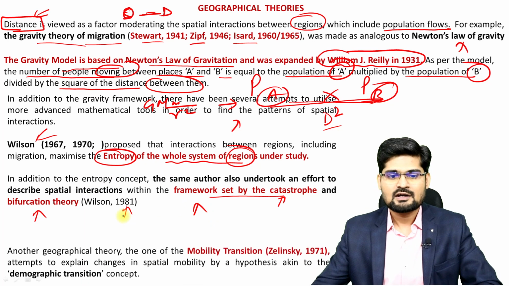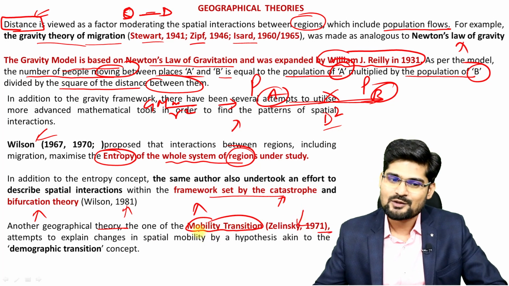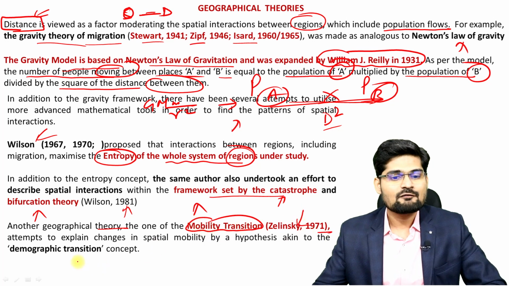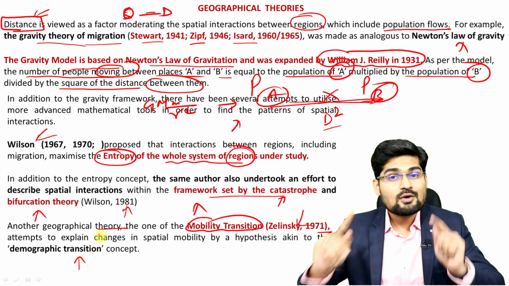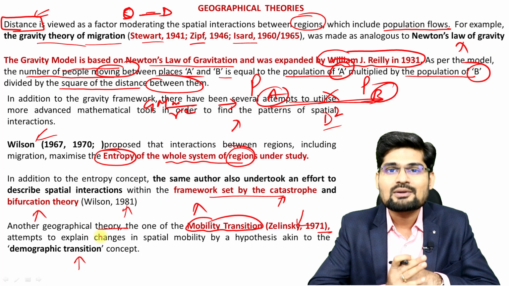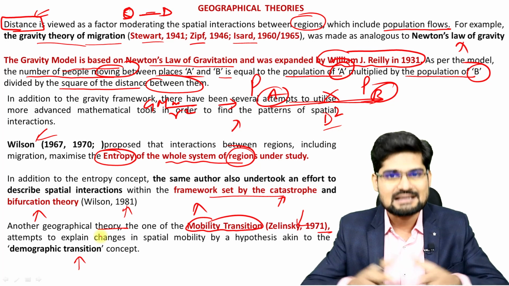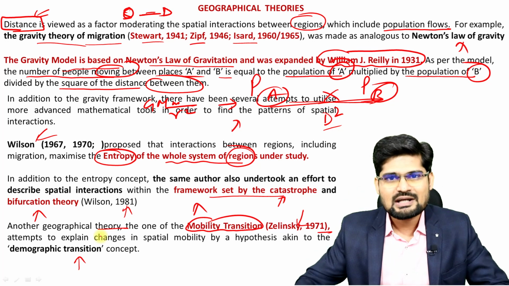Furthermore, another geographical theory is the mobility transition, that is the Zelinsky model given in 1971 by Wilbur Zelinsky, which was based on the concept of demographic transition. Remember, in models and theories in geography, we have learnt about the demographic transition model of Frank Notestein. So it was based on this theory, right? So these are certain geographical theories.